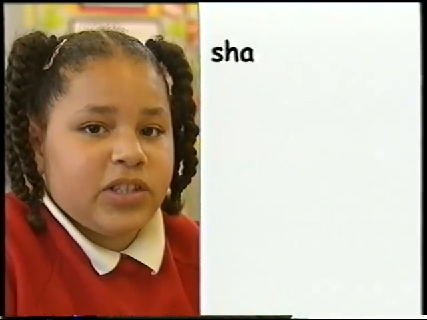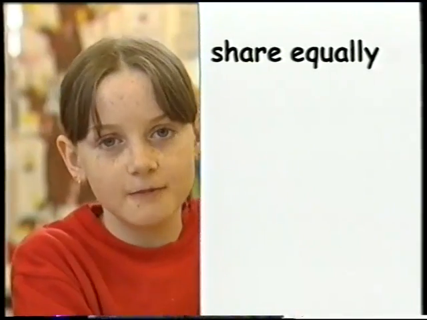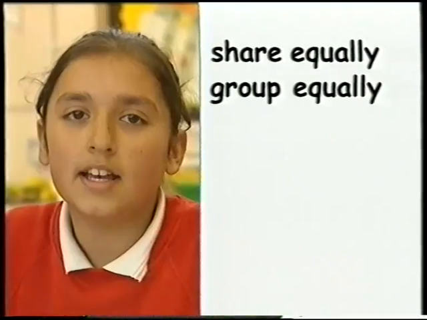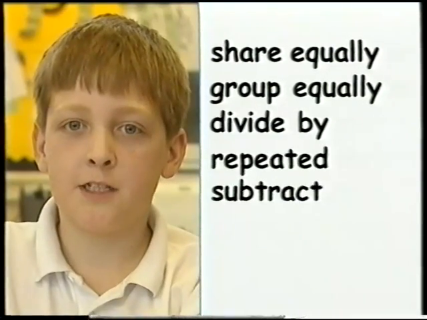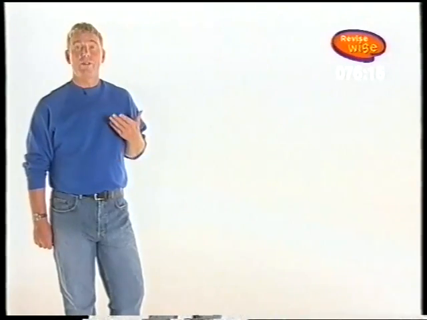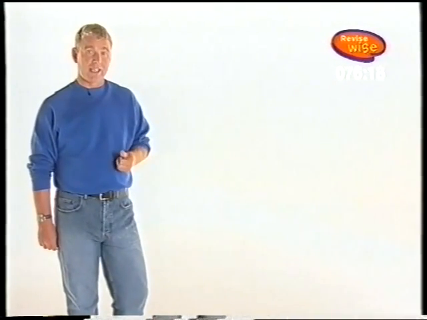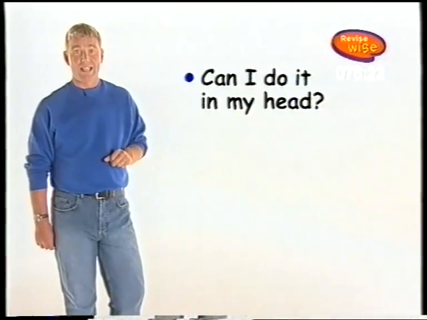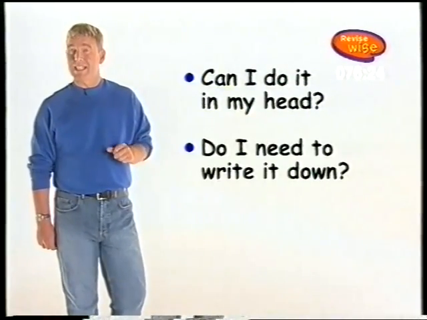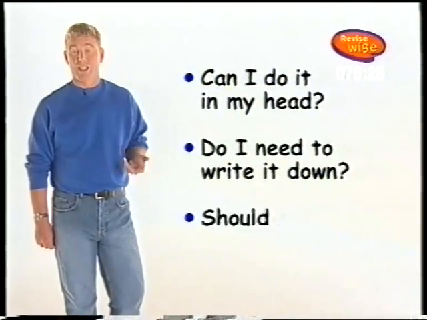When we talk about division, there are lots of different ways of saying it. So, back to the maths team. Division means share equally. It also means group equally. It also means divide by. It also means repeated subtraction. When you're faced with numbers you want to divide, it's useful to think first. Can I do it in my head? Do I need to write it down? Or should I use a calculator?